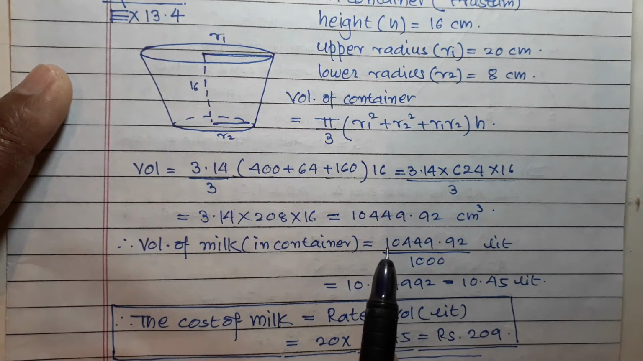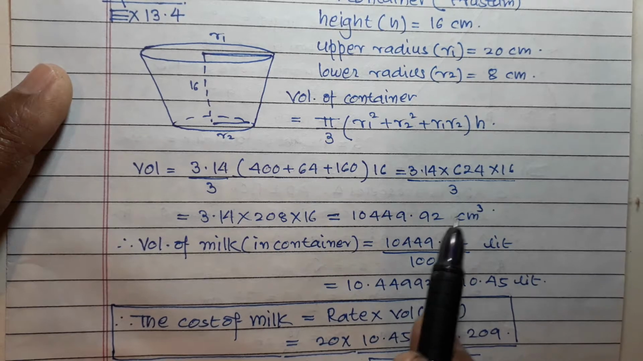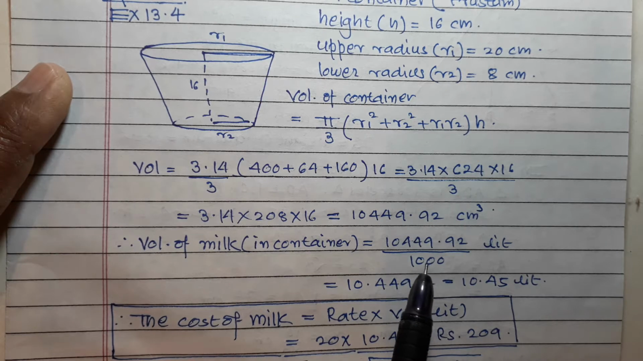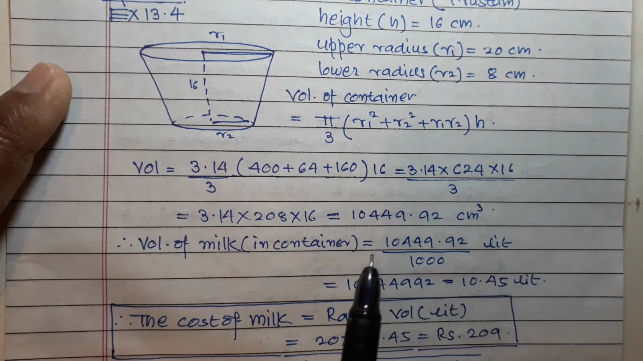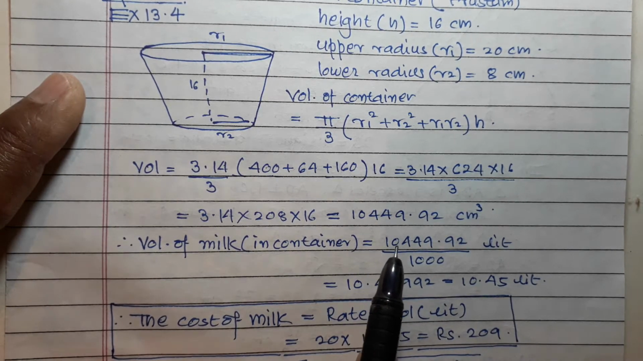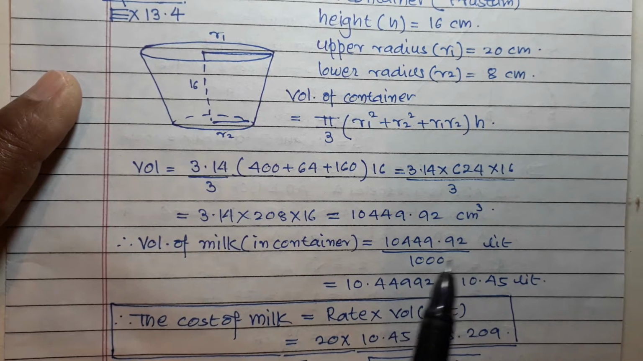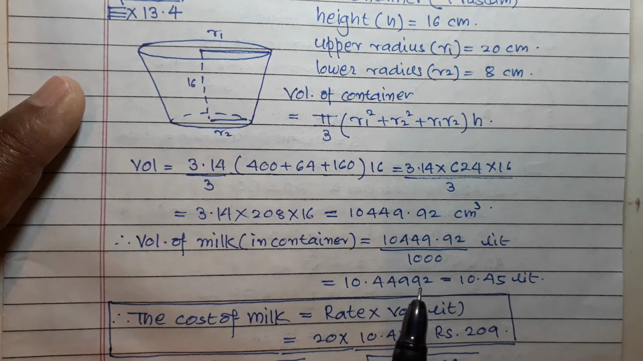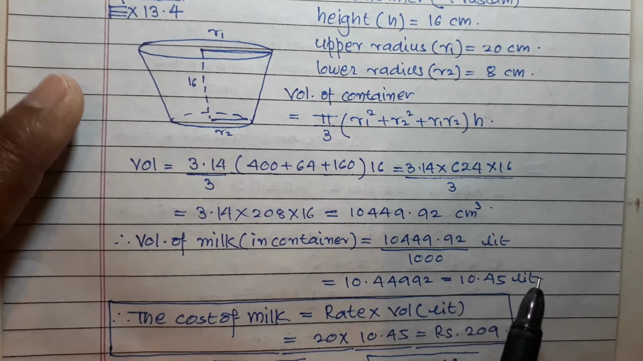1000 cubic centimeter is equal to 1 liter, and therefore here you divide by 1000, so that cm cube converts into liter. So the volume of milk in container is equal to 10449.92 upon 1000 liter, and that is equal to 10.44992, that is approximately 10.45 liters.